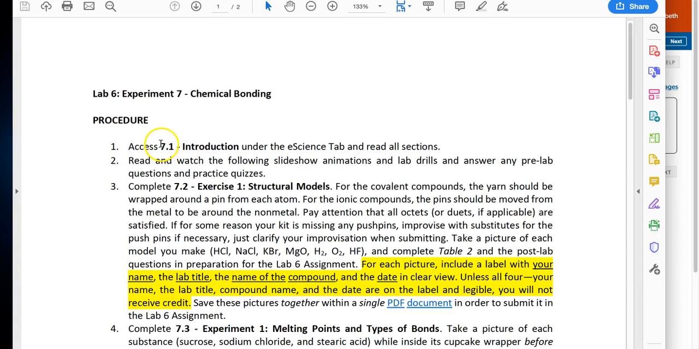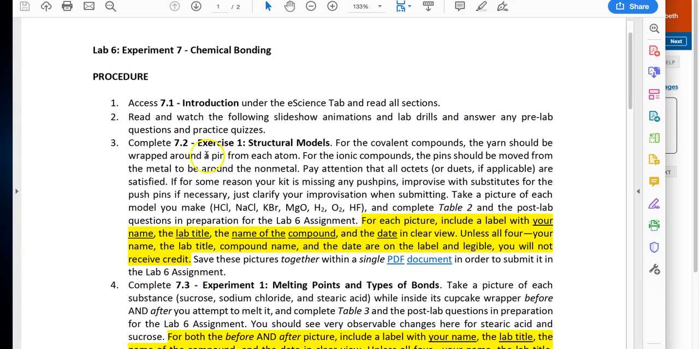So first it says, access the 7.1 introduction, read and watch everything that's in there, answer any questions or practice quizzes that might be there. And then we're going to go to section 7.2, structural models. I'll walk you through that in a second, but there are a couple of different things we're doing this week.